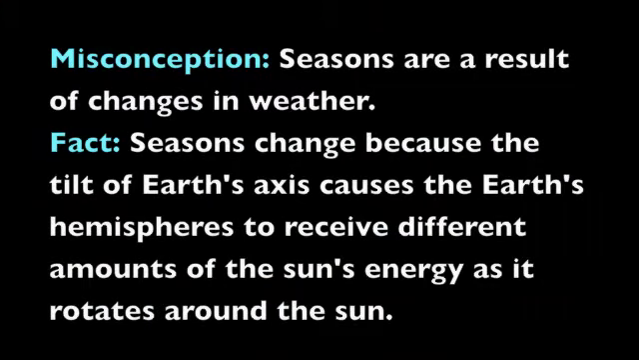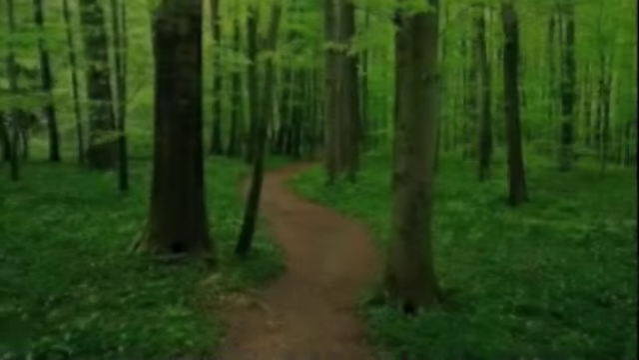Many children think that seasons only happen because of changes in weather. But seasons change because the tilt of Earth's axis causes the Earth's hemispheres to receive different amounts of the sun's energy as the Earth rotates around the sun.